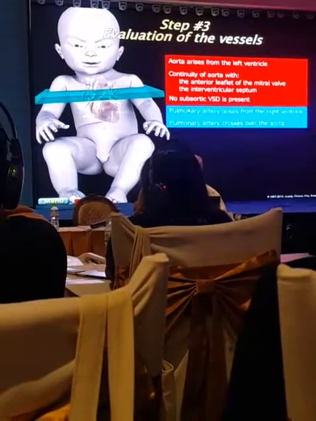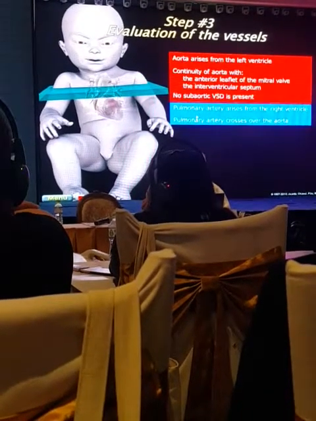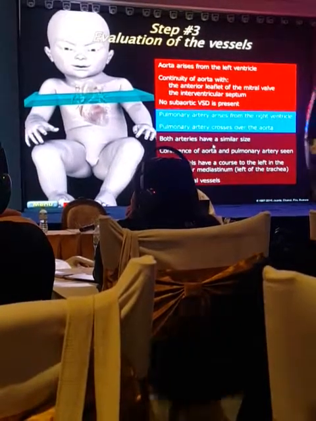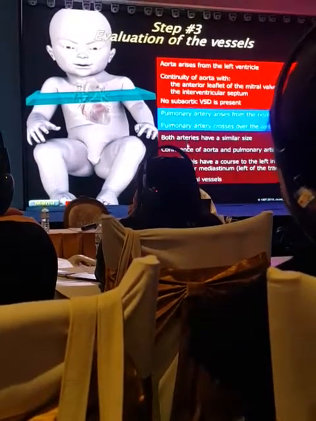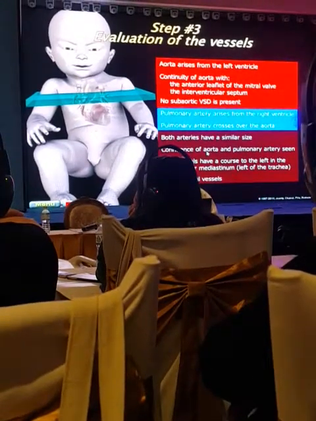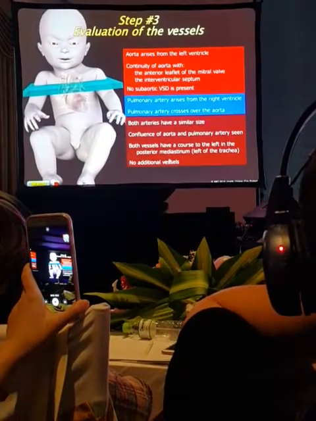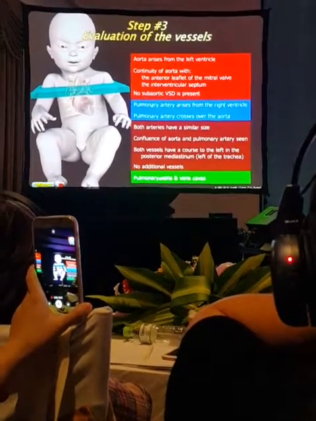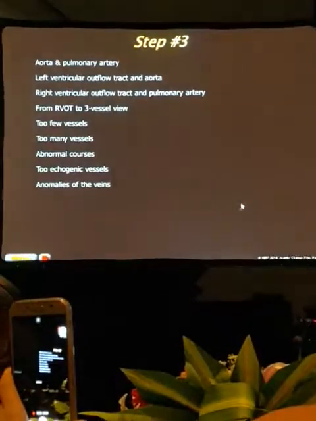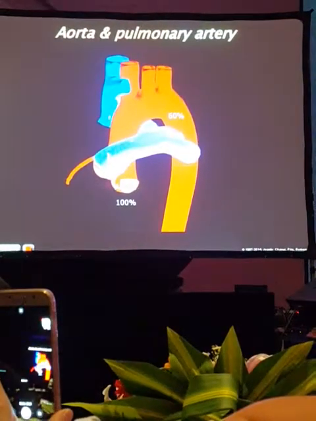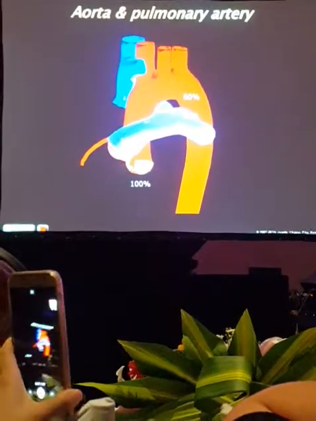And then we look at the pulmonary artery, and you want to make sure it comes from the right ventricle, and it crosses over the aorta. Very important. Then we'll compare the one and the other. They have to have a similar size. We want to see the arch of the aorta and the pulmonary, and the arch has to be on the left side of the trachea, and there should be no extra vessels. And then we'll look at the veins, pulmonary veins and the systemic veins. So, if we take the aorta as the landmark at 100%, pulmonary can be up to 20% bigger. The other measurements are not very critical.